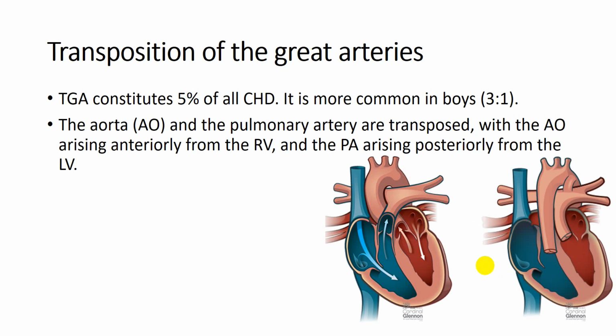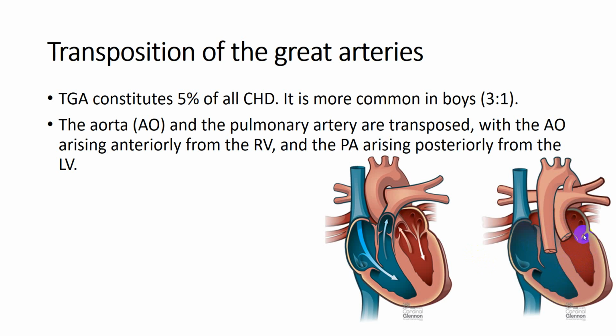In transposition of the great arteries, what occurs? The aorta originates from the right ventricle, and the pulmonary artery originates from the left ventricle.